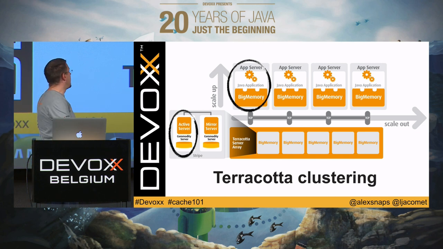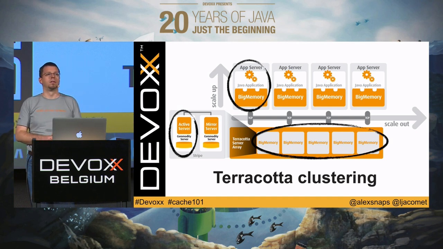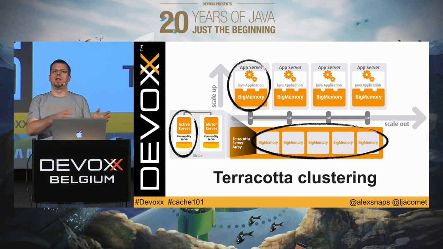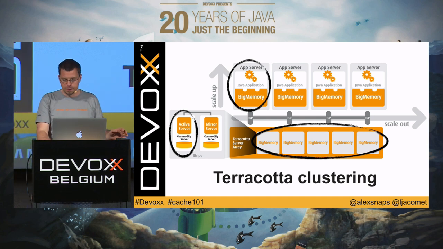Right. You said that. And Terracotta is a client-server model, so you need a server to be running, which is going to be called the active server. And the active server can have a mirror. Can have mirrors for high availability, so that if the active crashes, a passive takes over. And you can scale out by just having multiple of these. So you shard your data, well, Terracotta will shard your data across the different stripes that can each have active and passives.